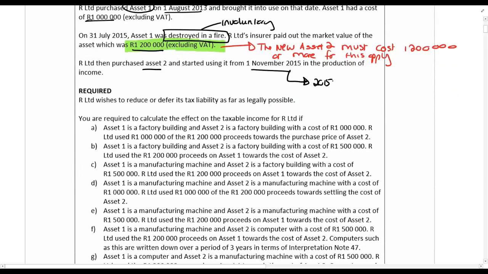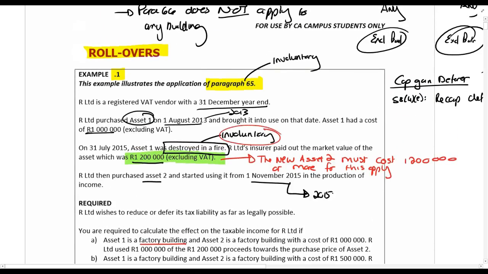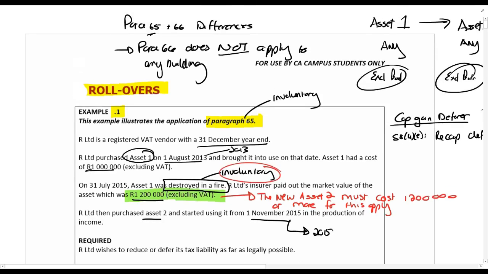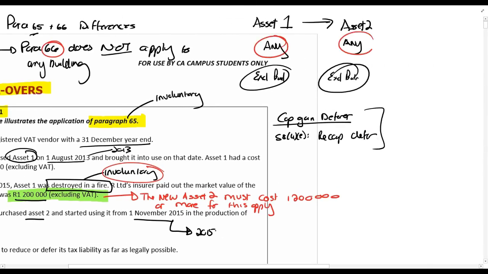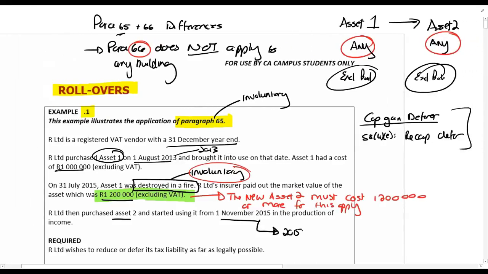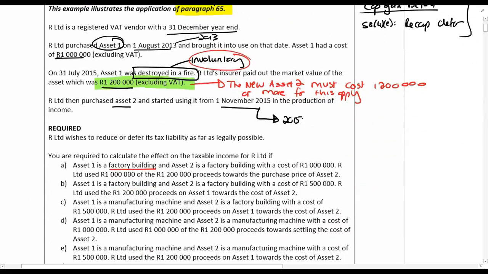So the first one is a factory building. Now guys, this is an involuntary disposal, so paragraph 65 will apply, and if it applies, you can replace any asset with any asset. So that's not an issue for us that it's a factory building. But they tell you, asset 2 is a factory building with a cost of R1,000,000. So asset 2 cost R1,000,000. How much did we sell asset 1 for? For R1.2 million. So because that cost is not R1.2 million or more, we can't apply paragraph 65.